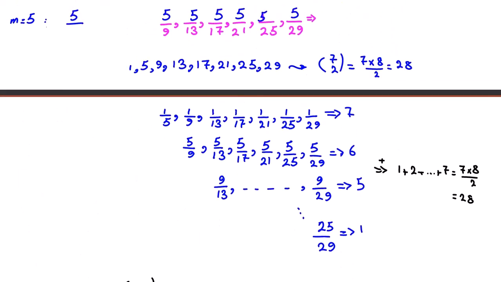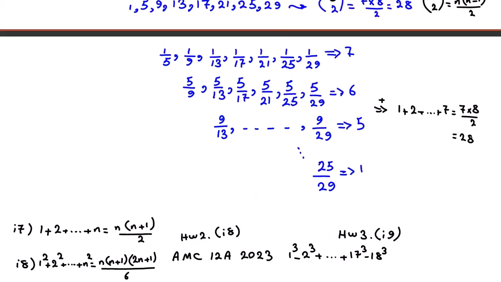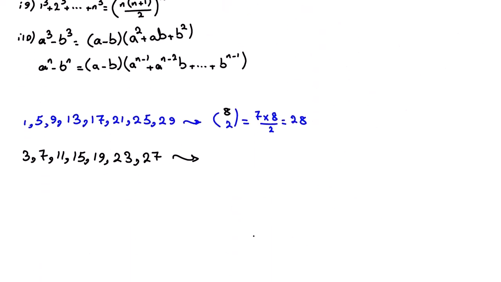Let me correct also this part. 8 choose 2. And it is equal to n choose 2 is n times n minus 1 over 2 if you simplify. And here, 1, 2, 3, 4, 5, 6, 7. It will be 7 choose 2, which will be 7 times 6 over 2, which is 7 times 3, 21.